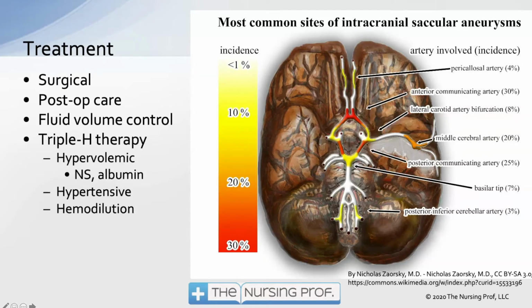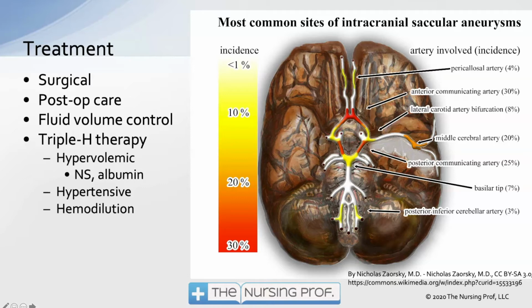Treatment, okay. In some cases, we're just going to watch it. If the aneurysm happens to be small, we'll just watch it. But in a lot of cases, it's going to be surgical. We have to go in there and do something with it. They can't just leave it sitting there. So in many cases, it's going to be clipping it or coiling the aneurysm.